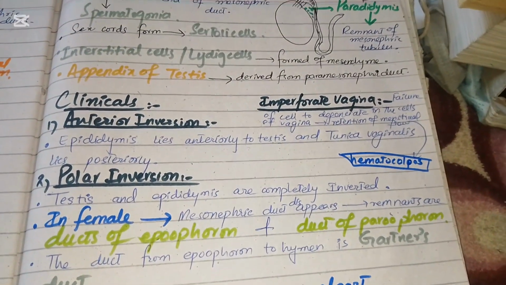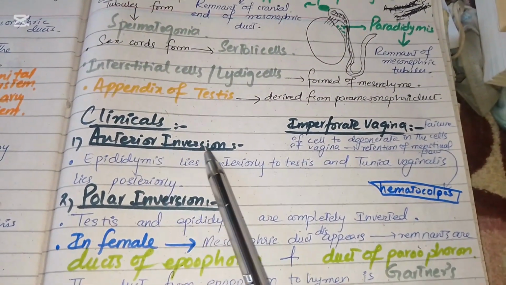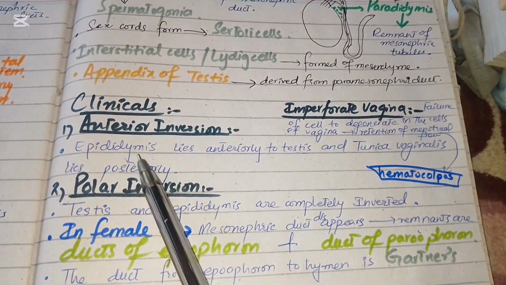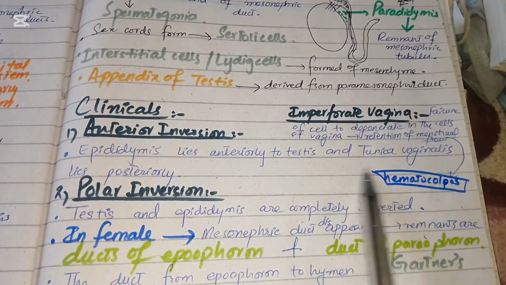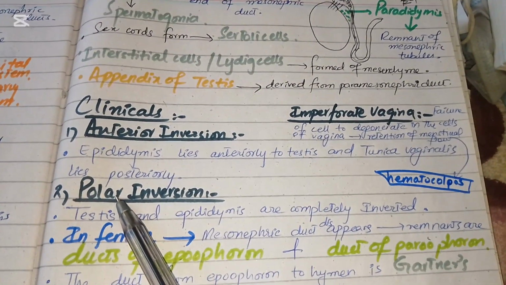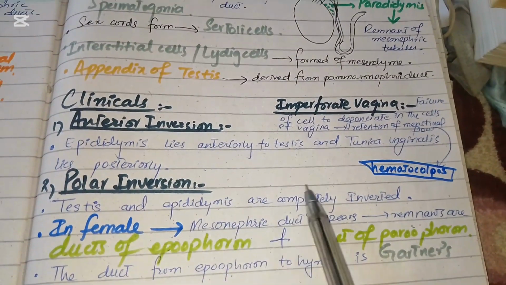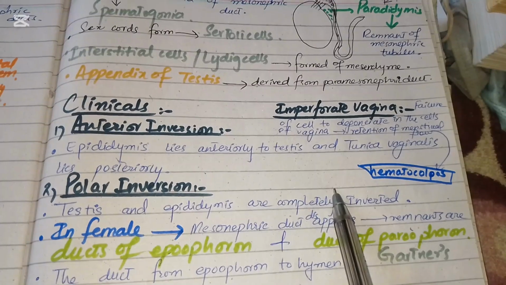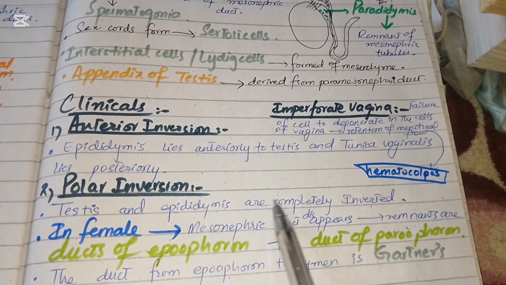Let's discuss some of the clinicals which are related to this topic. So first you can see the anterior inversion. In anterior inversion, the epididymis lies anteriorly to the testes, and the tunica vaginalis lies posteriorly. Polar inversion is one in which the testes and the epididymis are completely inverted. Their structure is disturbed and they lie inverted.